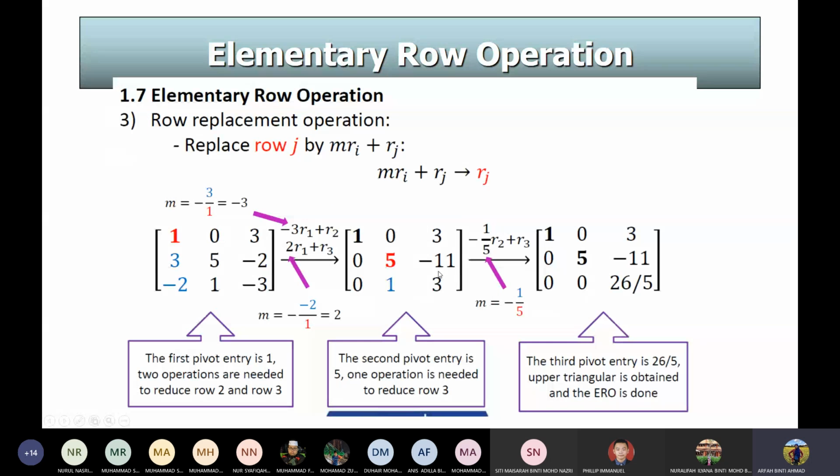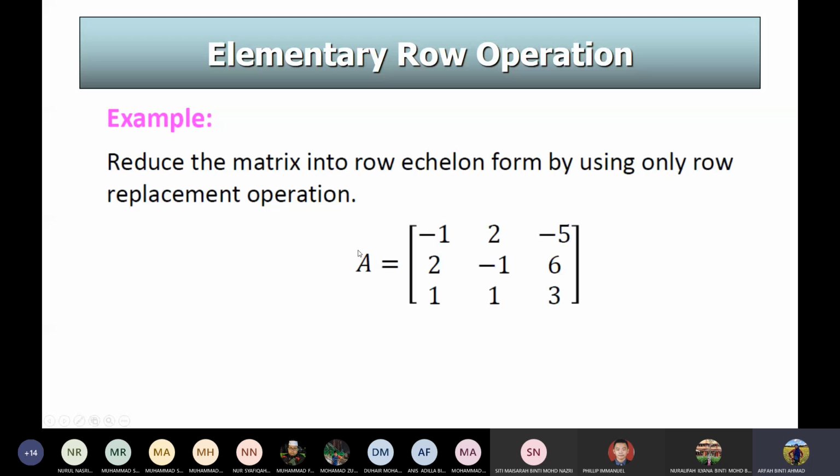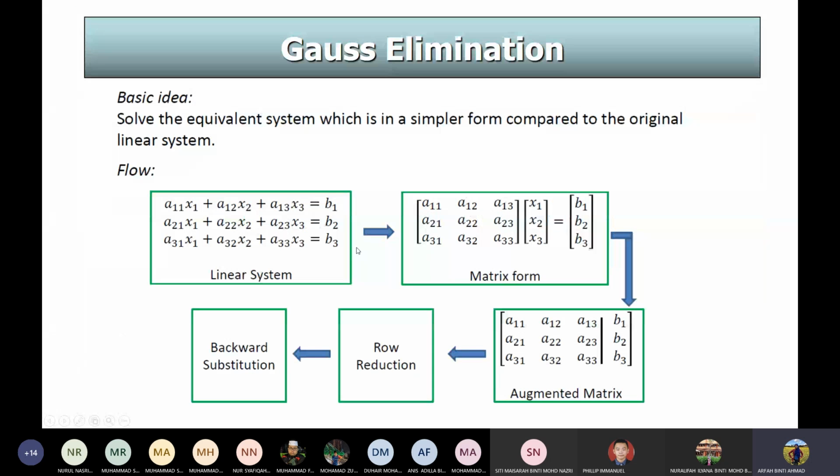Kita dah tengok kepada elementary row operation, how you are going to transform the matrix for the last week class. And today we will continue with Gauss elimination. So Gauss elimination, dia punya basic idea, we will solve the equivalent system which is in a simpler form compared to the original linear system. Maksud dia, awak ada persamaan awak. This is your system of linear equations. Kita ada 3 persamaan, yang mana your variables are x1, x2 dan juga x3. Then kita ada B1, B2, B3 yang ini sebagai dia punya answer.